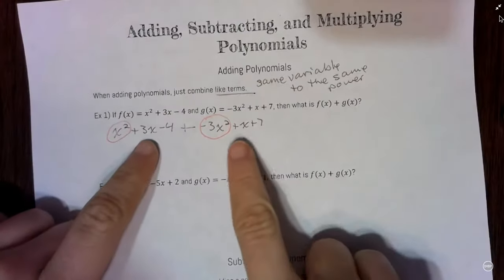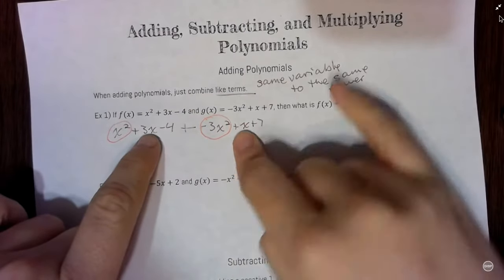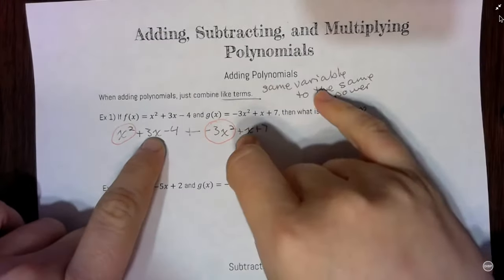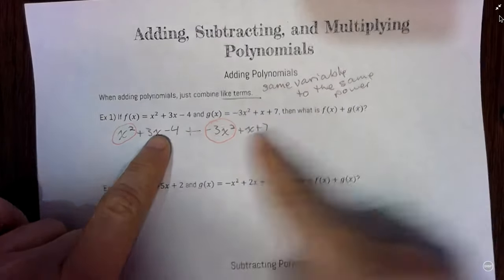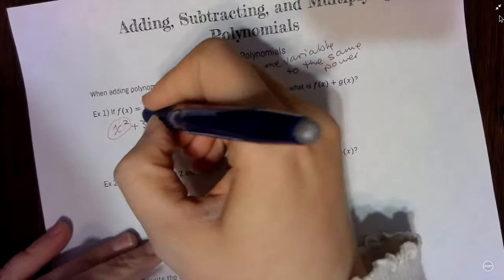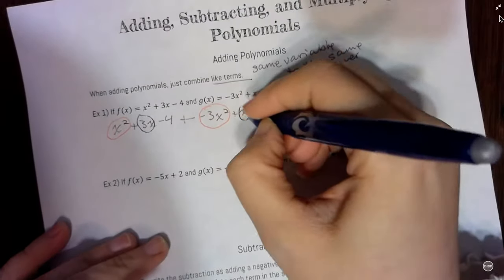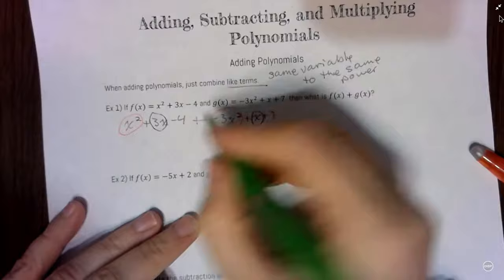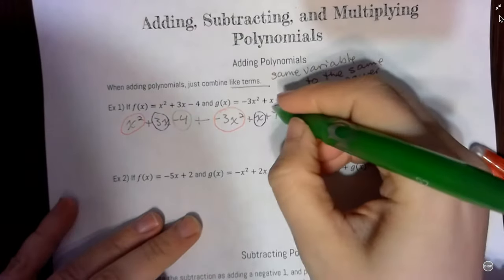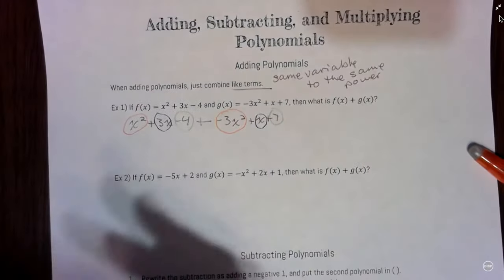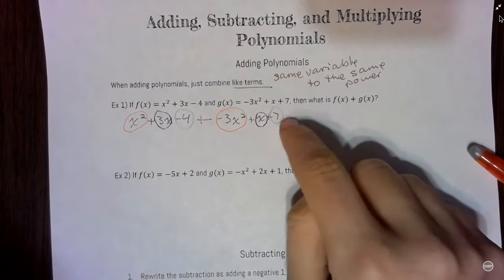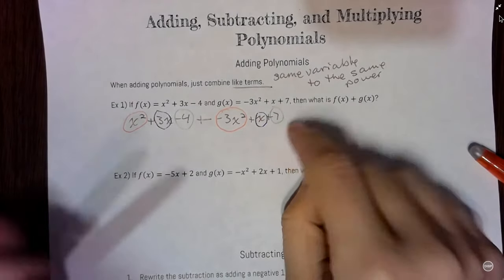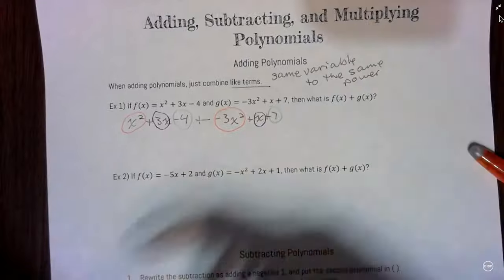And then 3x and x are like terms because they're the same variable x to the same power of 1. So I'm going to put those in a different color. And then finally, negative 4 and 7 are like terms because they have the same variable, namely no variable at all, to the same power, namely 0 because there's no variable at all.